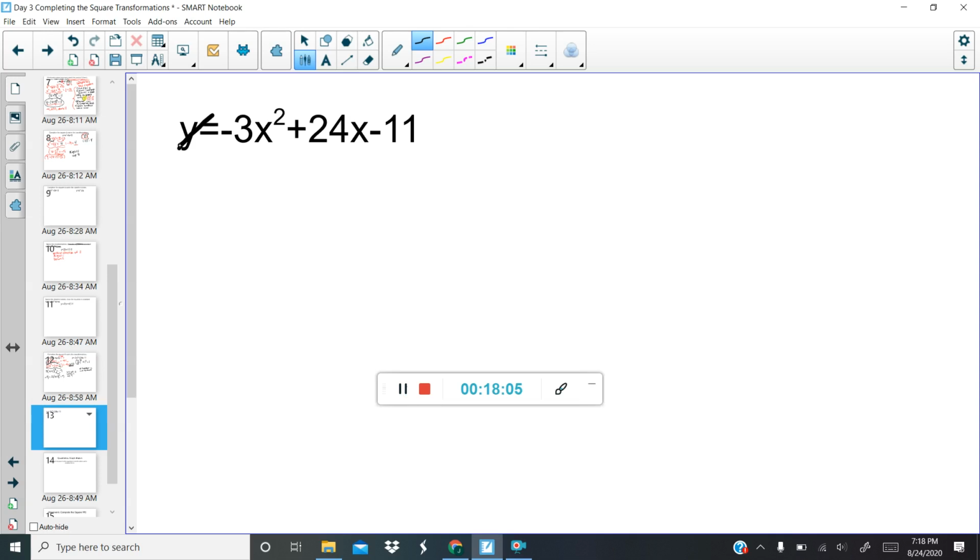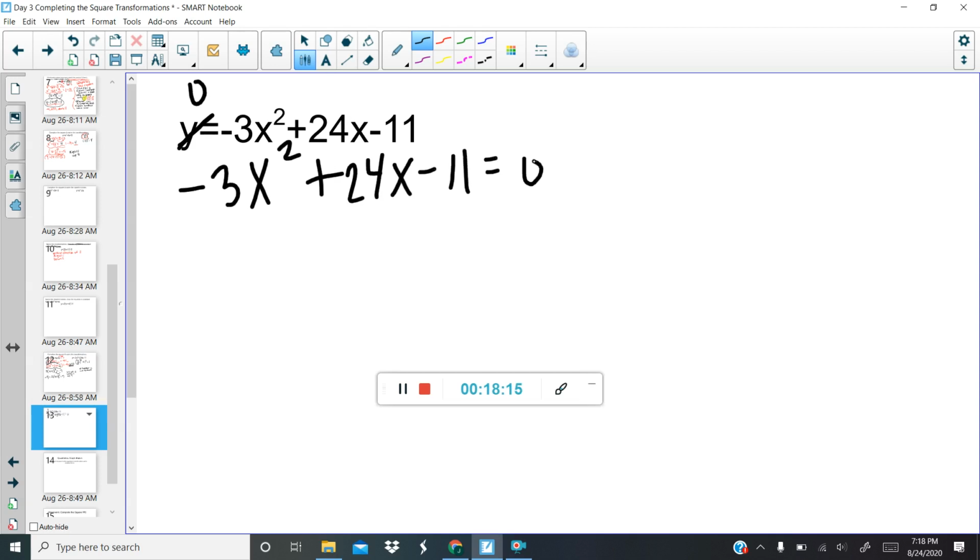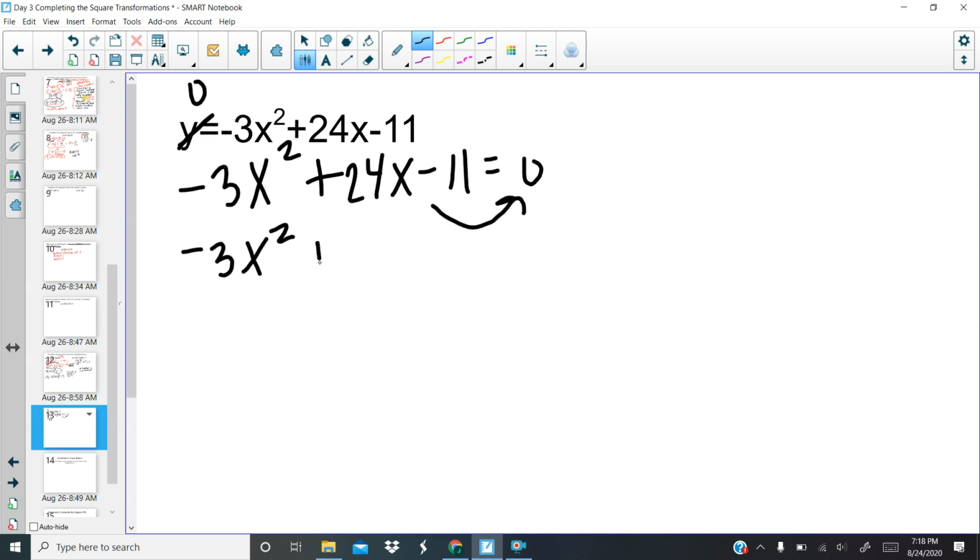So first thing we're going to do is set this equal to 0. So I have negative 3x squared plus 24x minus 11 equals 0. Then I'm going to move my constant to the other side, and I have negative 3x squared plus 24x plus a blank equals 11 plus a blank.